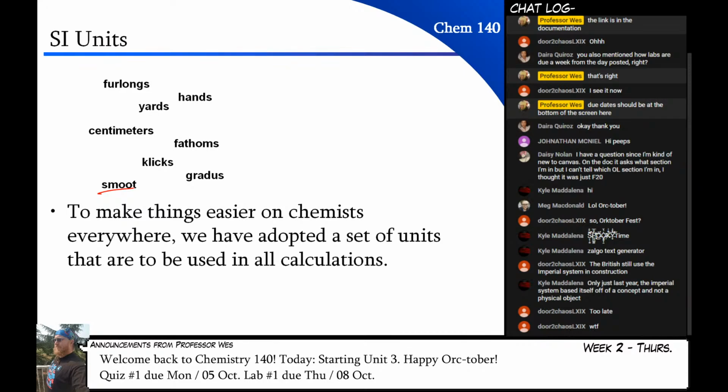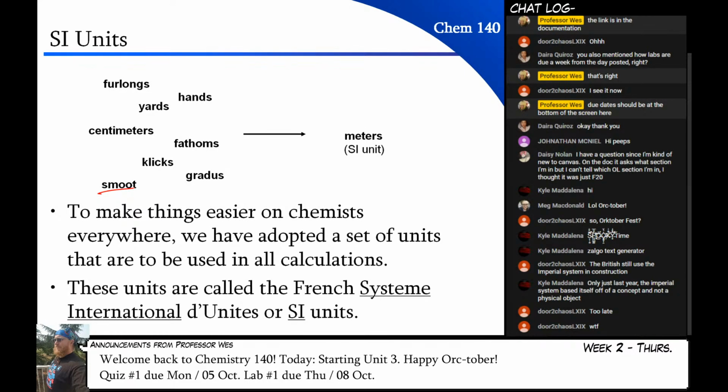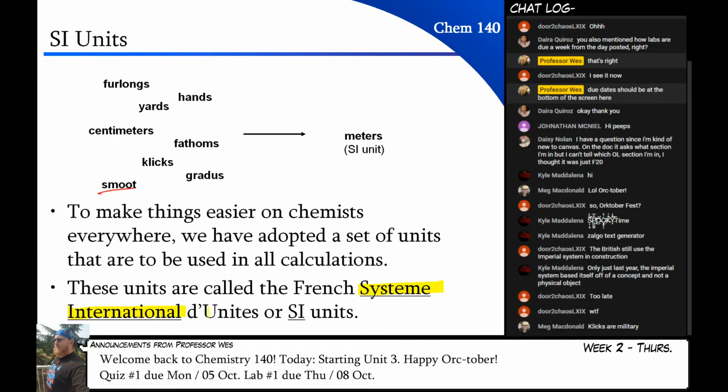Like, there are all these stupid units. So what we've decided is that these are all dumb. We're just going to use one specific unit and then modify that with prefixes. So the units that we've decided on are called the System International units, or SI units. Clicks are military. Okay. That would have been my next guess. It sounded like something the Empire would use.